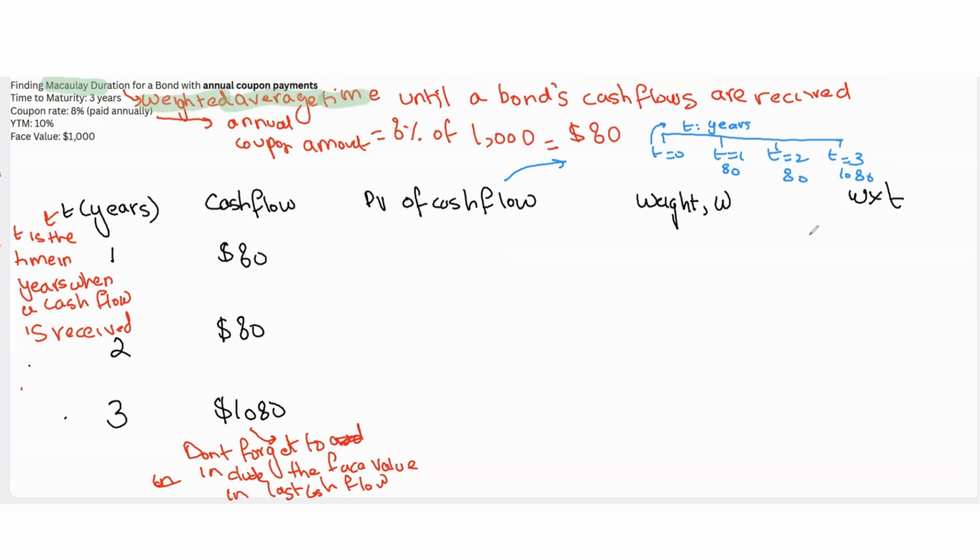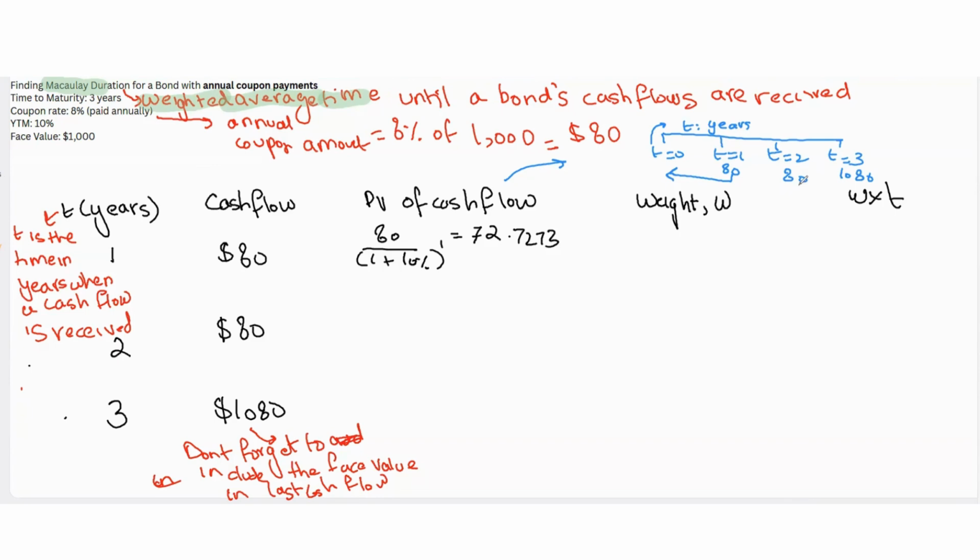So we have the first cash flow of 80. We want to find its present value, its value at T is equal to 0, today. So we have to discount this by 1 year. The present value of this cash flow would be 80 divided by 1 plus the YTM of 10% power 1. Written to 4 decimal places, this is 72.7273.